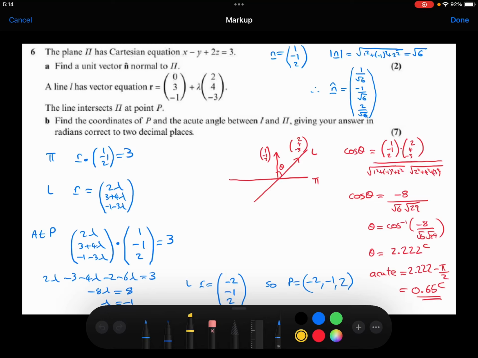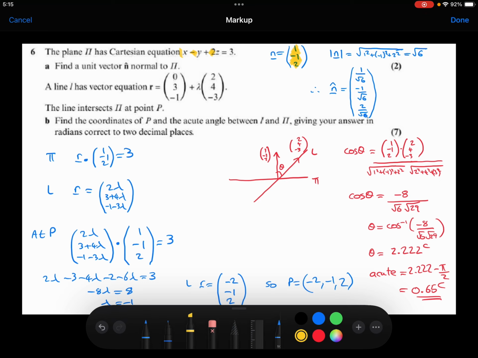The plane pi has Cartesian equation x minus y plus 2z is equal to 3. I need to find a unit vector n hat that's normal to pi. So I know my normal vector is 1 because of the coefficient of x, minus 1 because of the coefficient of y, 2 because of the coefficient of z. So that's how I know my normal vector, the vector perpendicular to the plane, looks like that.